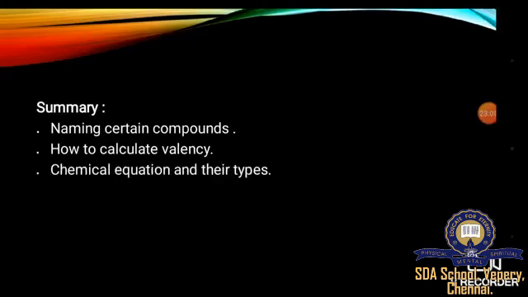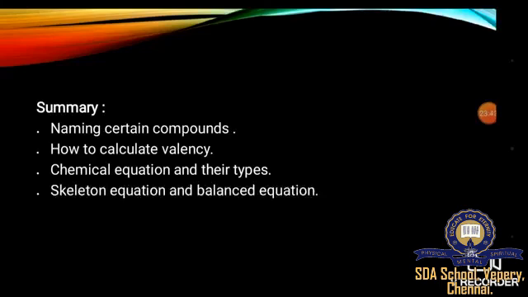Then what we have studied? We have studied about the chemical equation and its types. What does chemical equation mean? It is the symbolic representation of the chemical reaction. Using symbols or formulas, when a reaction is represented, then it is said to be a chemical equation. And what are the types? It has 2 types. One is word equation, another is chemical equation.